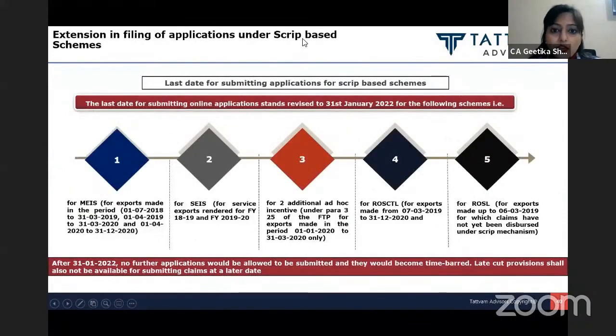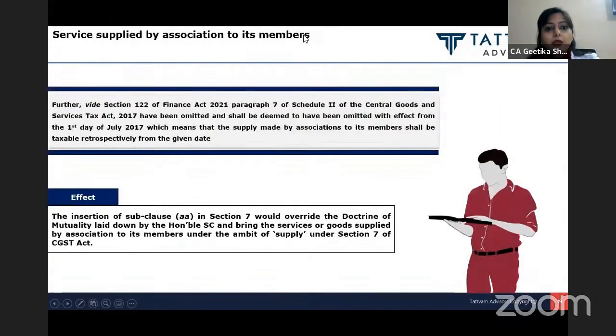A parallel amendment was made in Schedule 2 also. Earlier, in para 7 of Schedule 2, only the supply of goods between the members and the association was getting covered. Now this is removed to cover everything, whether goods or services. If there is any transaction between the members and their body constituted by the association of these members, it gets taxed.